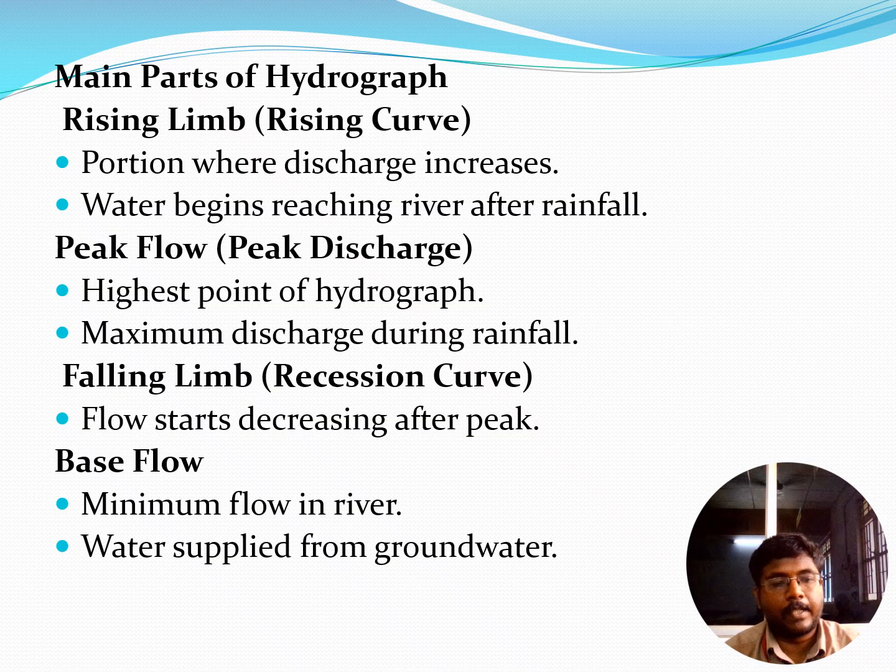The rising limb is an upward sloping curve on the graph that shows the river's flow rapidly increasing as rainwater runs off the land and into the river. Next we see about the peak flow. It is the highest point of the hydrograph, the maximum discharge during the time of rainfall. Next we see about the falling limb. The falling limb is a downward curve that shows the river's flow gradually returning to the normal baseline after the rain has stopped.